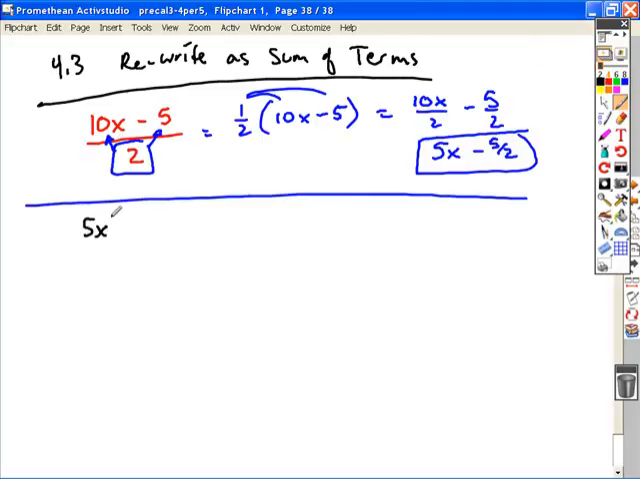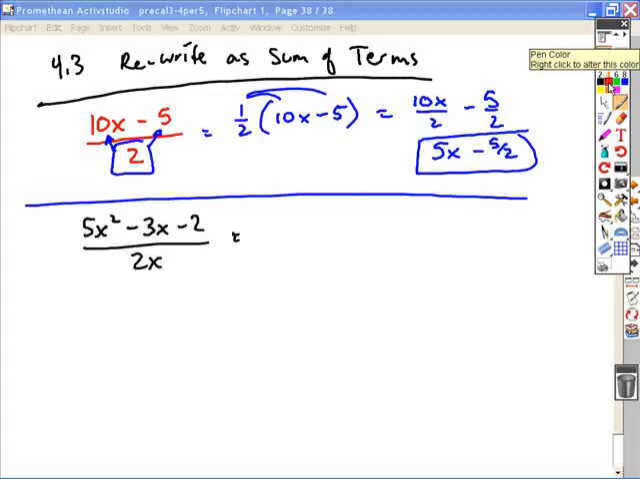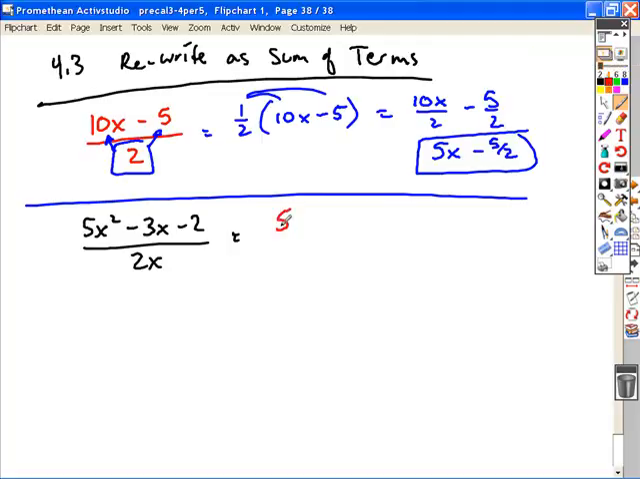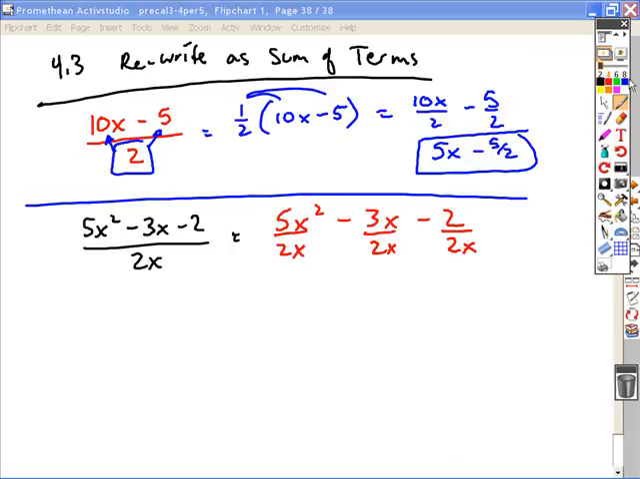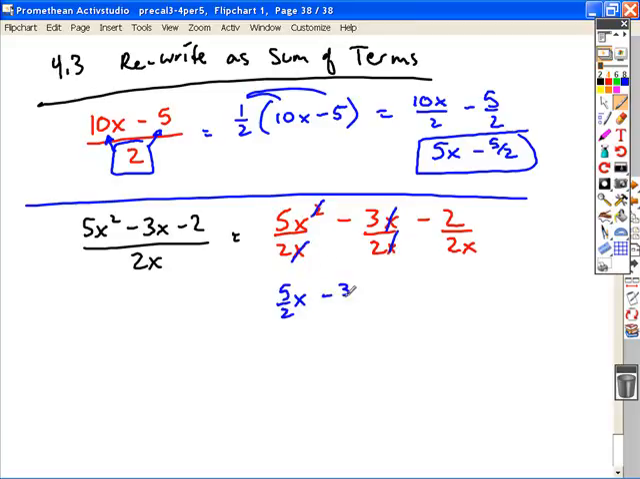Okay, so if I give you something to this effect, and I ask you to rewrite this as the sum of terms, what it's asking you to do is take each individual term from the numerator. So you basically can start by just rewriting those terms, the exact expression, and then dividing each individual term by that denominator. What you would then do is simplify the fractions that remain. So here you have 5/2 x to the first. The x's cancel. Here you would have minus 3/2, and here the 2's would cancel.